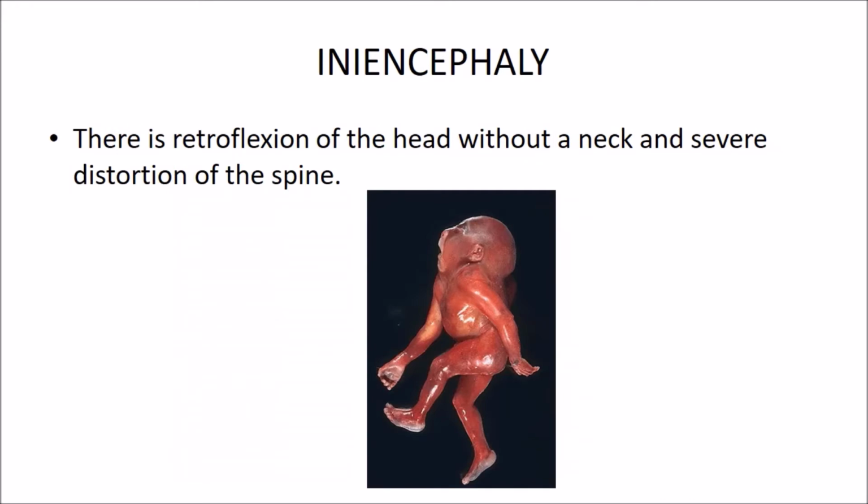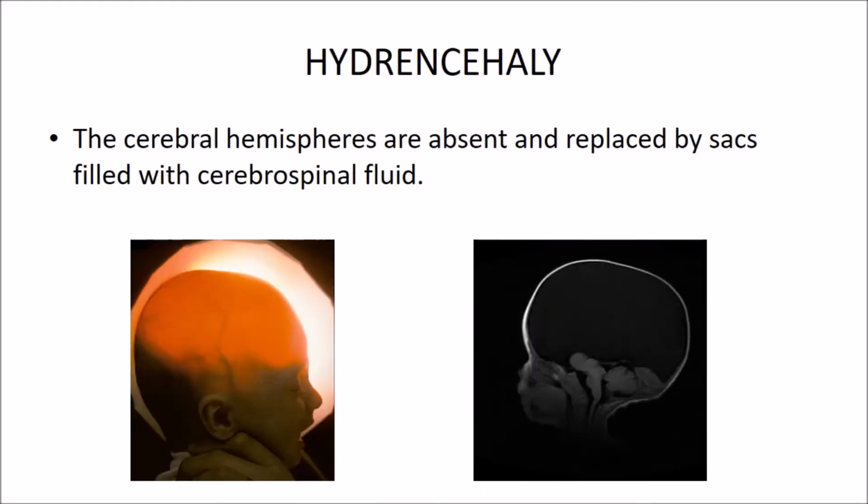Then iniencephaly, there will be a retroflexion of the head without a neck and a severe distortion of the spine. There will be retroflexion of the head in these cases. Then hydranencephaly. The cerebral hemispheres are generally absent or reduced to a very minimum size, and they will be replaced by sacs filled with cerebrospinal fluid, and there will be largely growth retardation, and generally they do not survive for long.